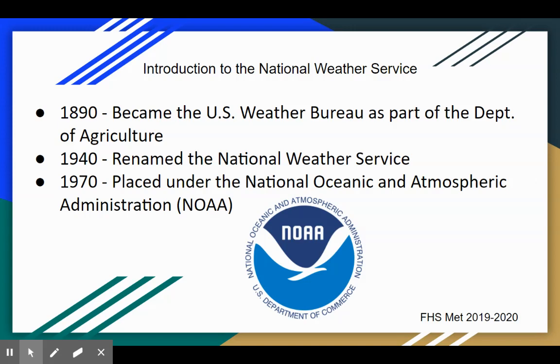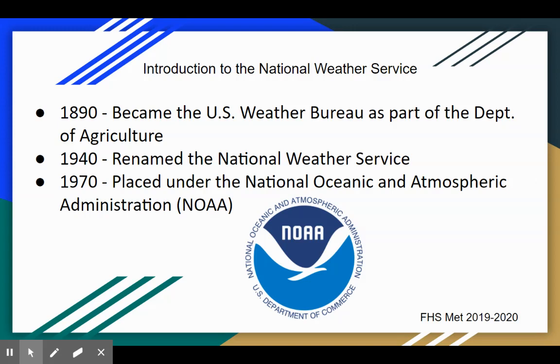Okay, a little more history of the National Weather Service. In 1890, it became the U.S. Weather Bureau as part of the Department of Agriculture. And even to this day, the National Weather Service is key to providing farmers and other employees in the agricultural department specific weather reports to help them grow the best crops.